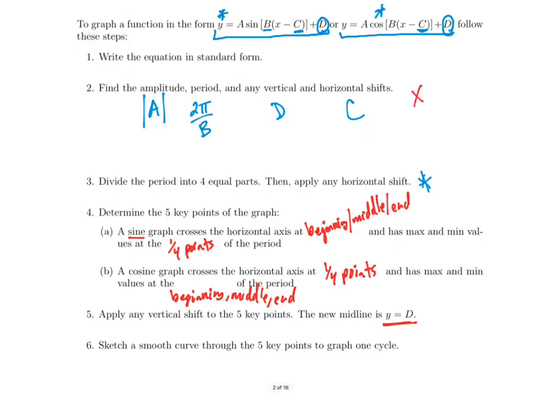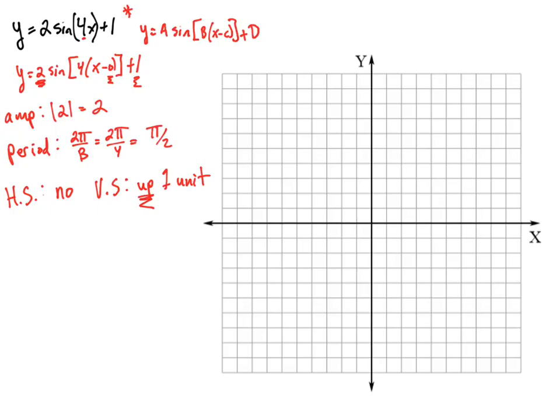Looking back here, so we found all of this stuff. Now we're going to divide the period into 4 equal parts and apply any horizontal shifts. So the period length is pi over 2. So what I'm going to do is write a number line, and I'm going to put 0 at the beginning, pi over 2 at the end, because that's the period length. And then I'm going to cut it in half and then cut each half in half. So I've gotten 4 equal sections.